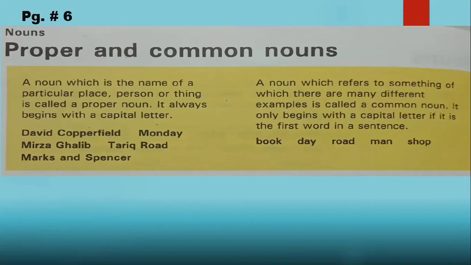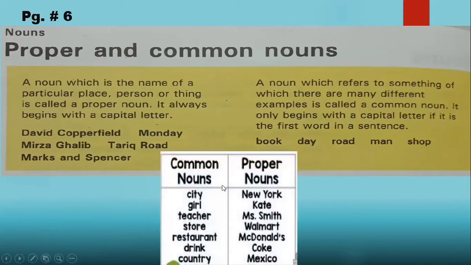If I say Ali is a good boy, Ali is a proper noun. But if I say he is a good boy, then boy is a common noun, okay? So you all understand the difference between common noun and proper noun? Okay, let's have some more examples. Common nouns are like city, girl, teacher, store, restaurant, drink, country. Proper nouns would be like, if I'm talking about a city and I'm naming it New York, then this becomes a proper noun. If I'm talking about a girl, it can be any girl, but if I name her Kate, then it becomes a proper noun.